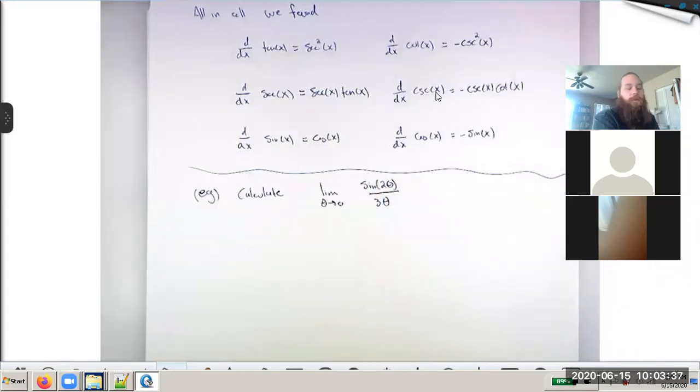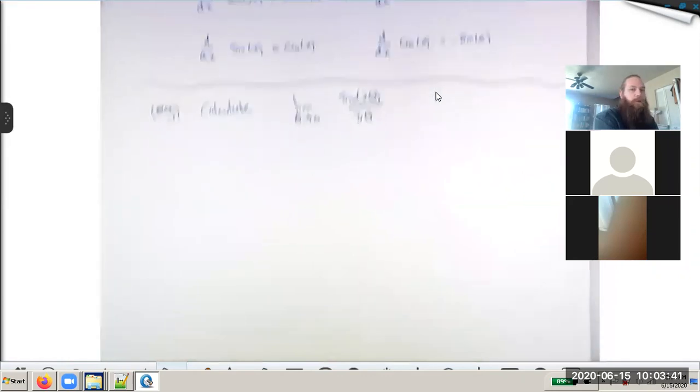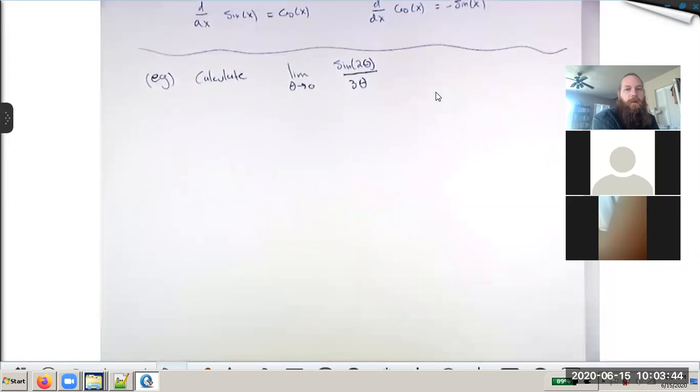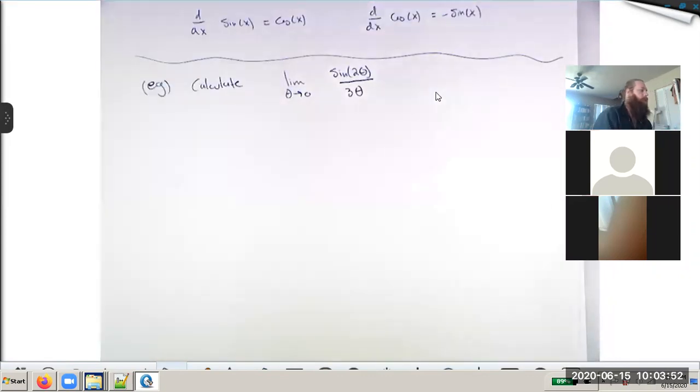All right. So this is a classic Calc 1 problem that stumps many people. I don't want it to stump you. It looks a lot like the limit that we talked about at the very start of class, the sine x over x limit. It's the limit as theta goes to 0 of the sine of 2 theta divided by 3 theta.